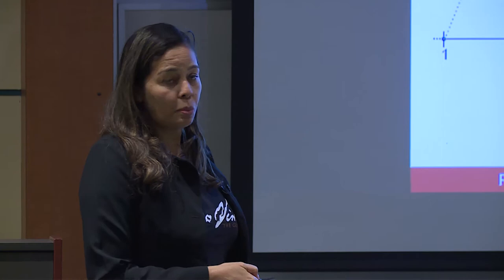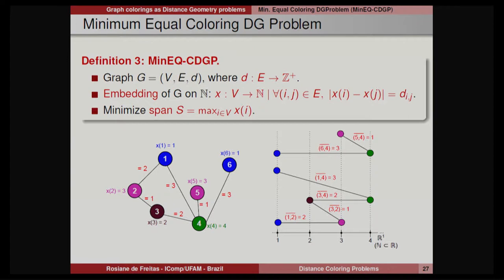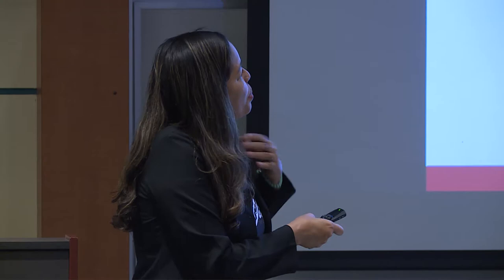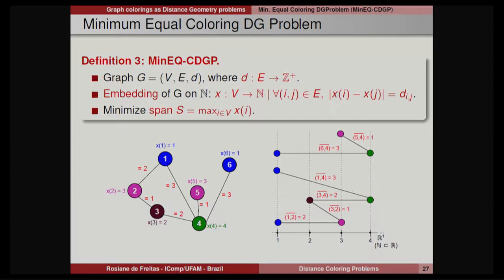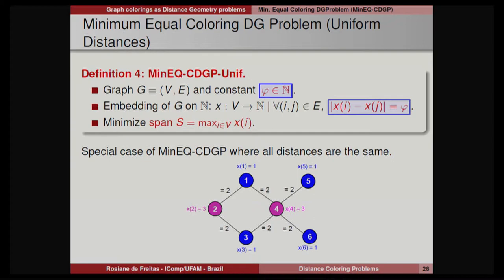So we define, based on this, some distance geometry problems. The first one was this. Our adjacent constraint, the equality and arbitrary values, minimize the span, these conditions, no? The arbitrary values and the equality. We want to determine the feasibility conditions in this case. It's not an optimization version. In this case, we have just uniform values, for example, 2. And minimal equal coloring DG with uniform distances, the general one.